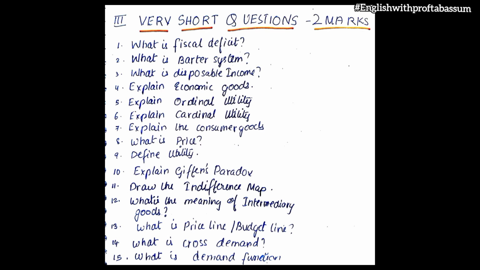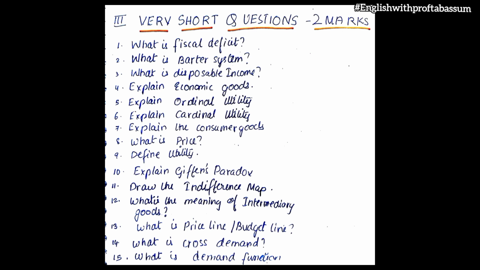What is fiscal deficit? What is barter system? What is disposable income? Explain economic goods. Explain ordinal utility. Explain cardinal utility. Explain the consumer goods. What is price? Define utility. Explain Giffen's paradox. Draw the indifference map. What is the meaning of intermediary goods?